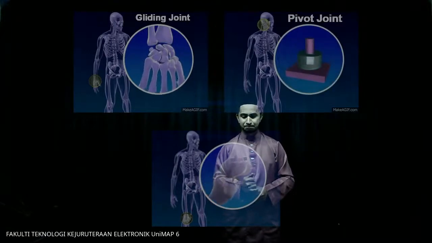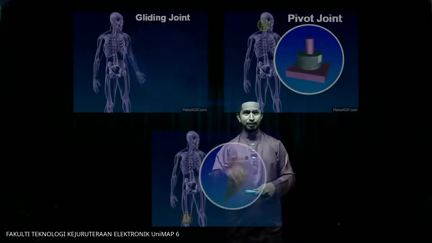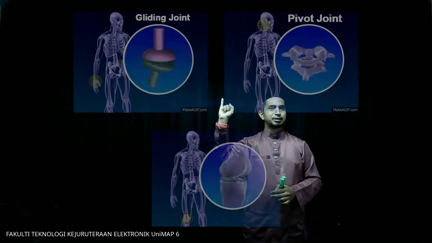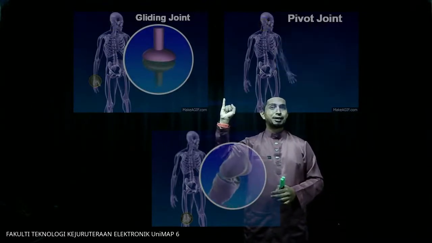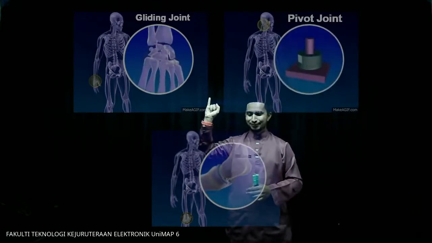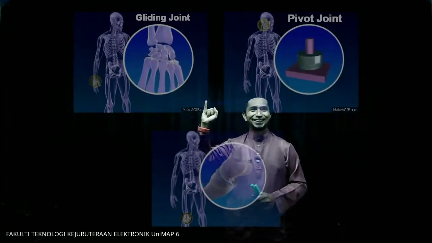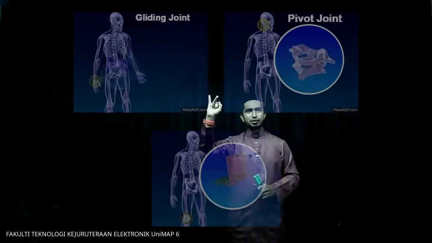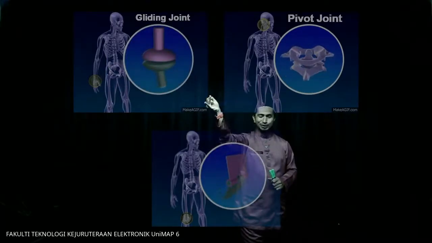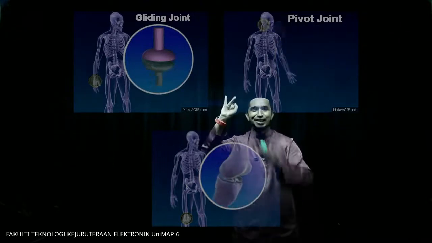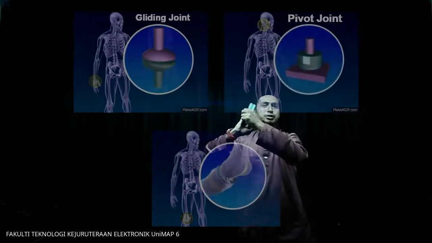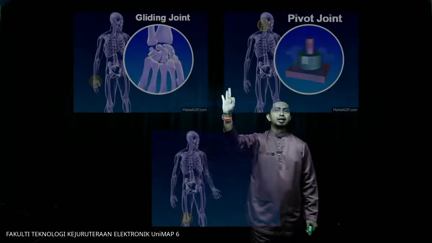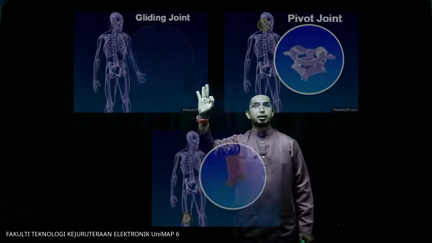Okay, so far there are 3. Let me repeat. We have 3 main joints. What is the first one? Immovable joint. The second one is diarthrosis or synarthrosis. The first one is immovable joint. The second one is slightly movable joint. The third one should be freely movable joint.